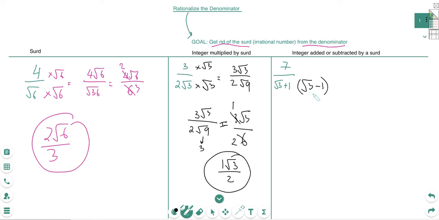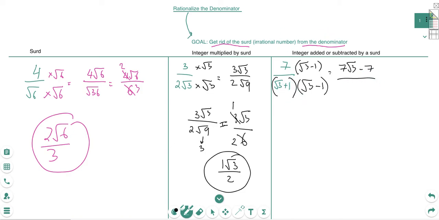So I multiply the denominator by root 3 minus 1. I'll multiply the numerator by root 3 minus 1. And that's what we get so far. So let's expand these brackets. 7 times root 3 is 7 root 3. 7 times negative 1 is negative 7. Then I'll put this in brackets, and I'll use FOIL.